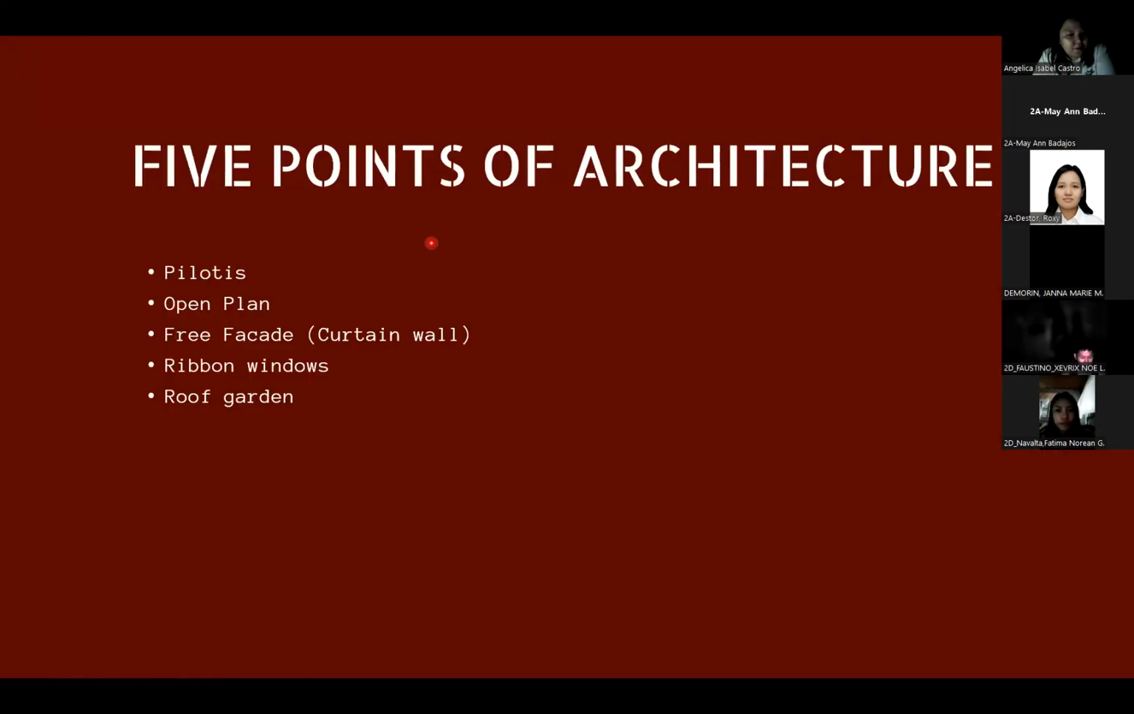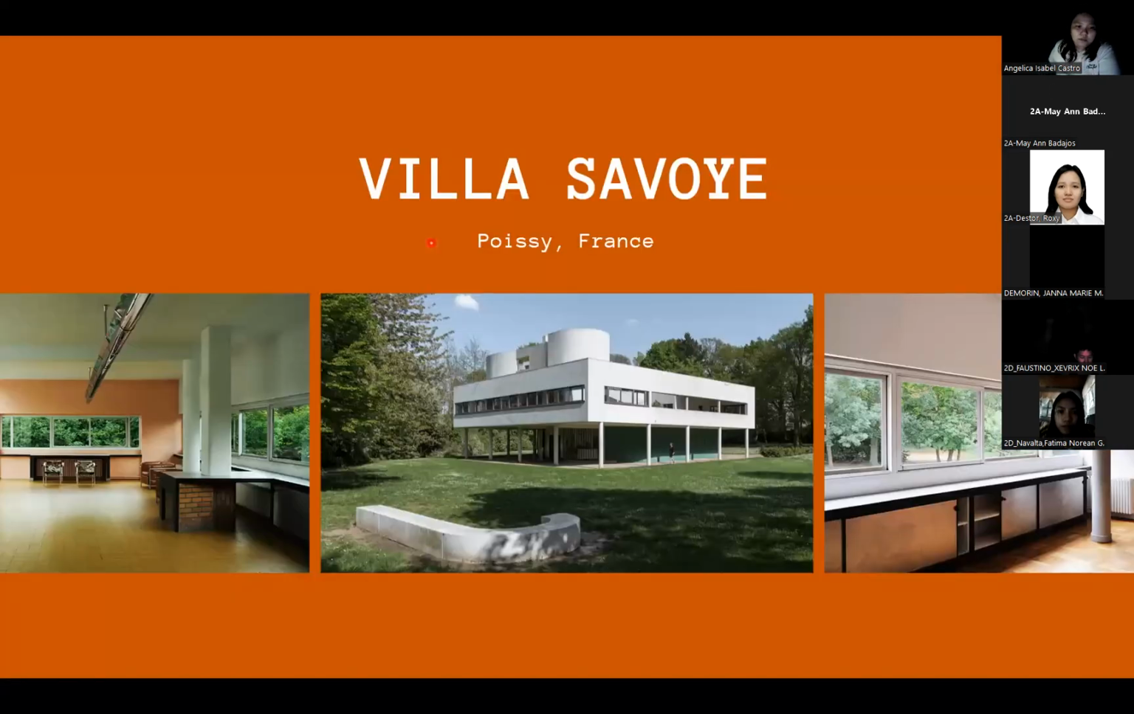And now his 5 points are the pilotis, the open plan, free facade or curtain wall facade, the ribbon windows, and the roof garden. Pilotis, what are the pilotis in this particular structure? Can you point out the pilotis? Anyone? Can anyone tell me what the pilotis is in this structure?